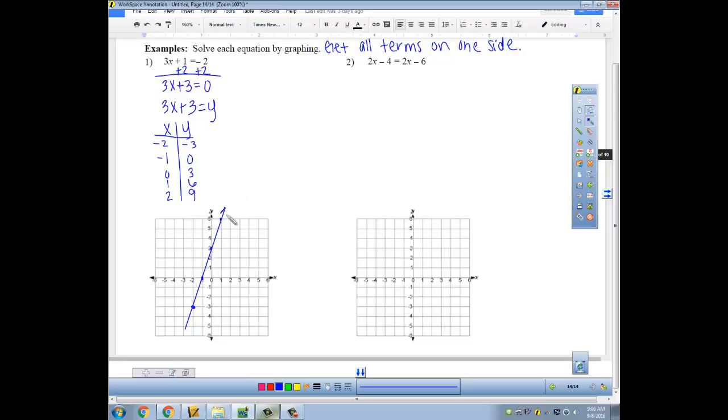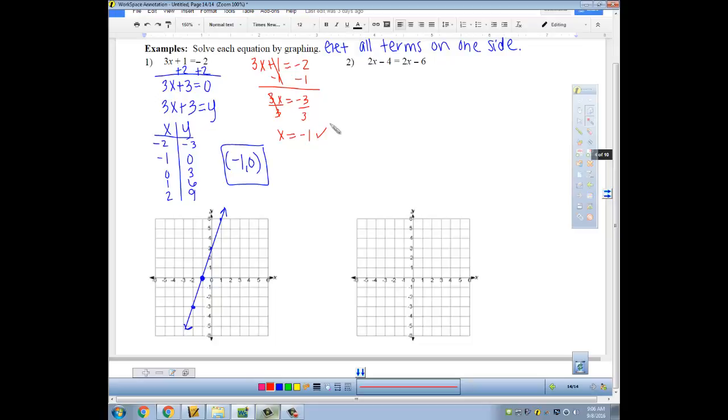So make my line. So the solution is, where did it hit the x-intercept, or the x-axis? So it's right here. So my solution is (-1, 0). Now a way to check your answer is to solve it like we normally would. So this was my original equation. If I told you to solve for x, you subtract 1 to get 3x equals -3, then divide by 3 to get x equals -1. So we got the same answer, -1. So we did it correctly.